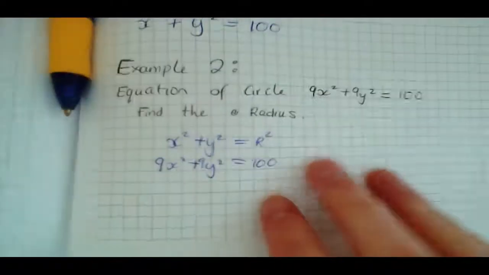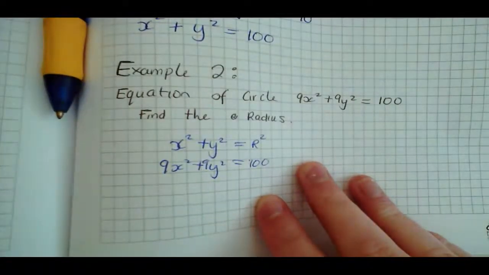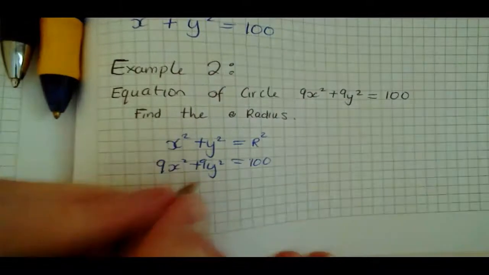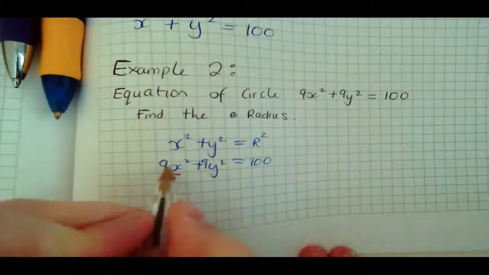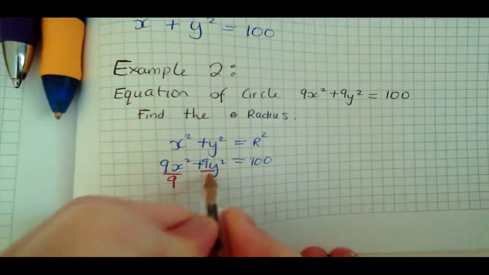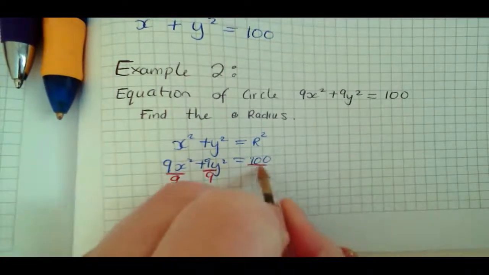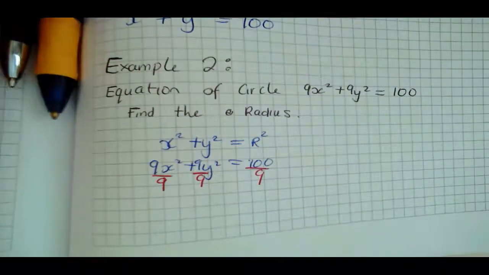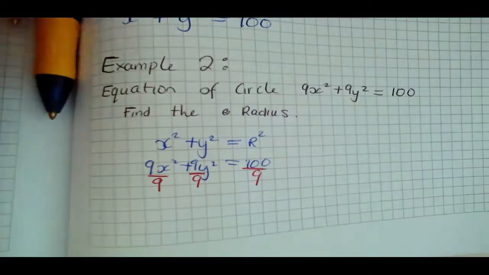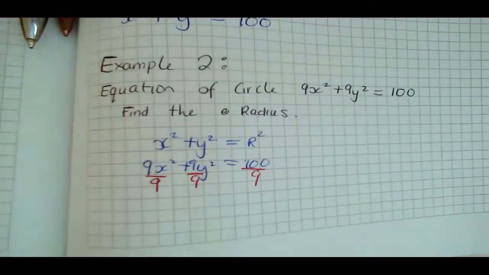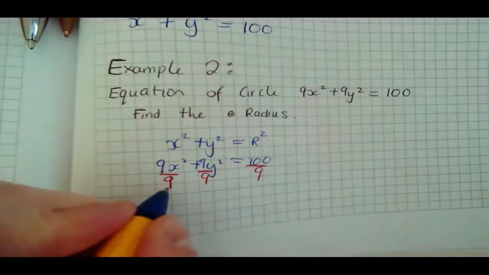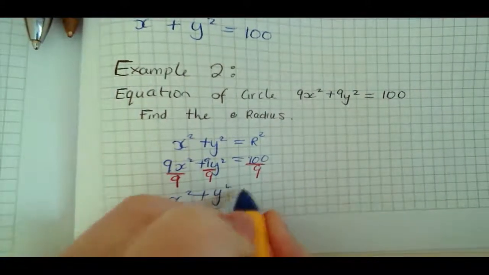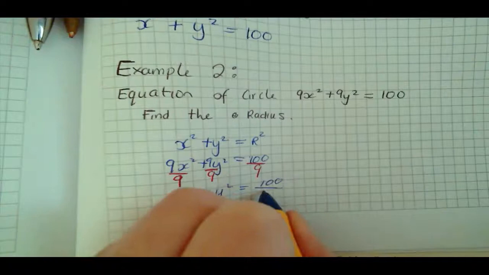So what we need to do then is divide across by 9 there to get x and y on their own. Okay, so that's why we're dividing across by 9. If that was a 15x, we'd be dividing across by 15. If it was 13x, we would be dividing across by 13. So 9x squared divided by 9 is x squared, plus 9y squared divided by 9 is y squared, and 100 over 9 then.